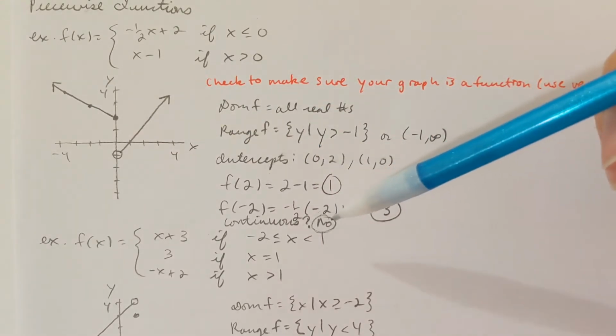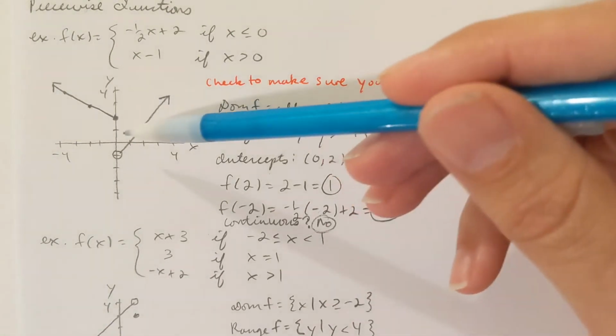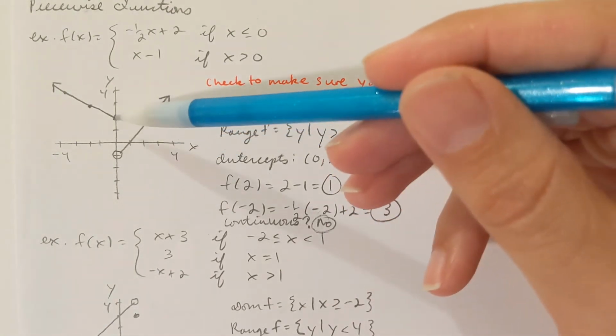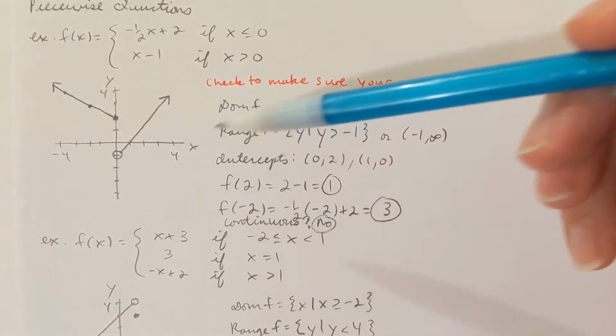Is the function continuous? No. Continuous means that I could draw the whole thing without lifting the pencil from the paper, and at 0, I'm going to have to lift the pencil to get to the second piece there.